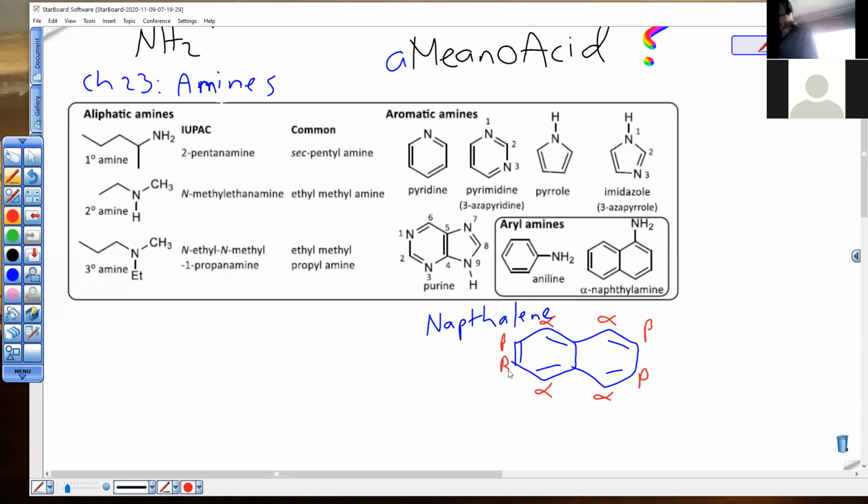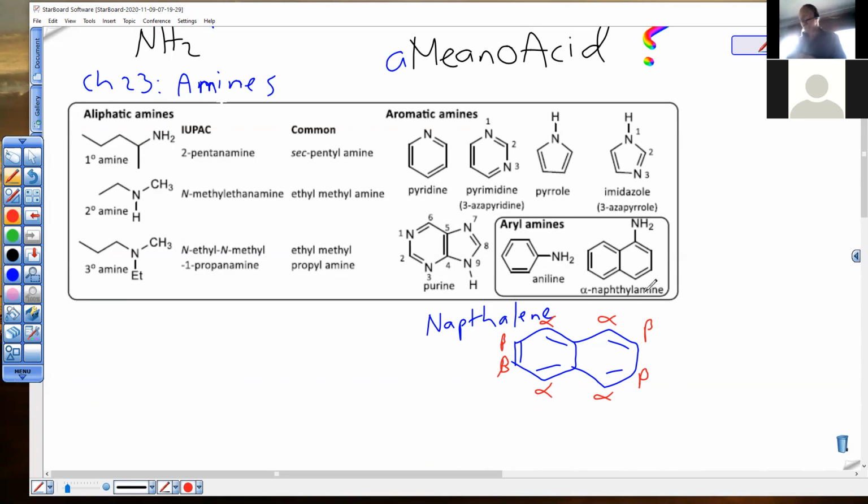So maybe that explains the name alpha naphthylamine. The alpha position's 1 away from the bridgehead. You can't put groups on the bridgehead. That'd be an octet violation, so they don't even bother giving it a letter. 1 away is alpha. Please learn that.